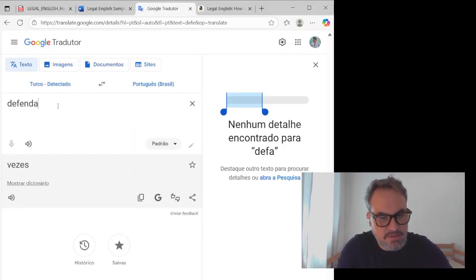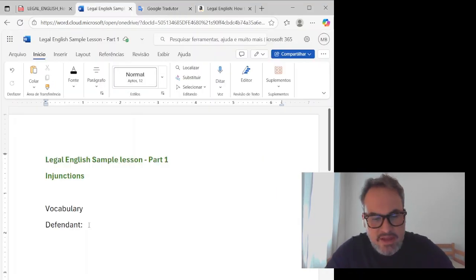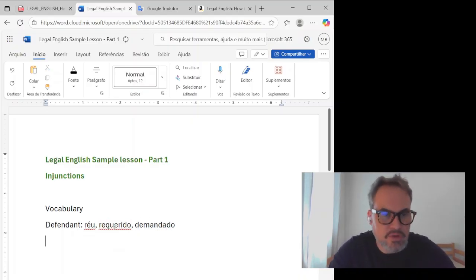So in this case, let's use Google Translator for that, right? Defendant. The best word for that would be réu in Portuguese, right? Or maybe requerido, demandado, okay? Good, let's go.